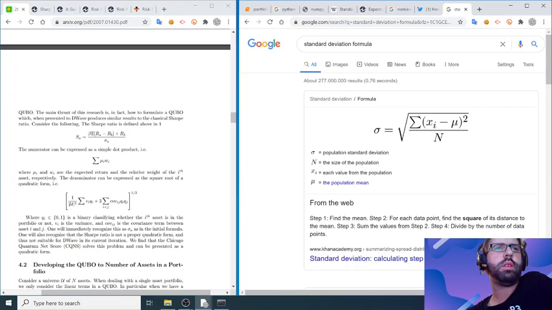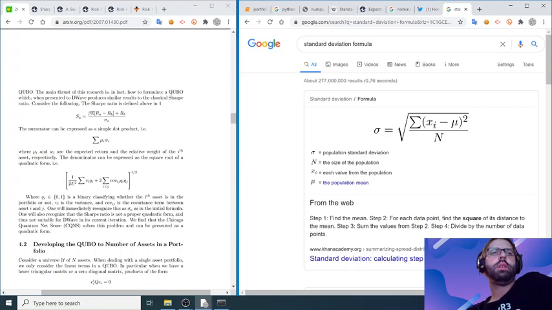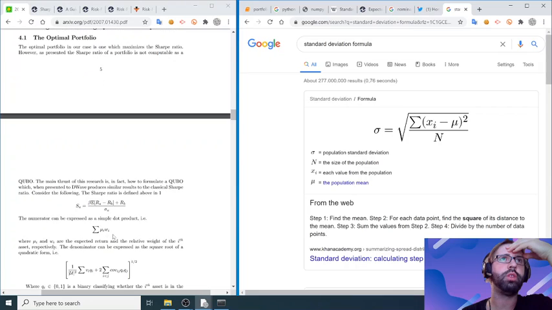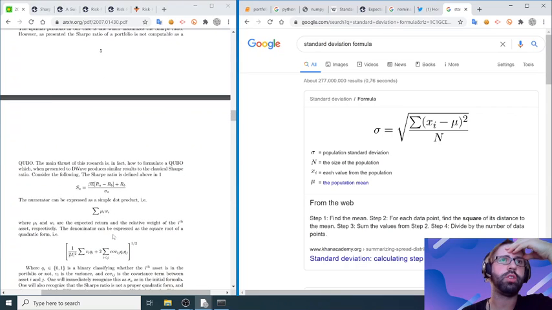times the covariance between each asset. Oh, it's like, why all this stuff? We find the Chicago quantum score solves this problem and can be presented as a quadratic form. Okay, but you don't give the actual solution here in terms of, this is just a Sharpe ratio.